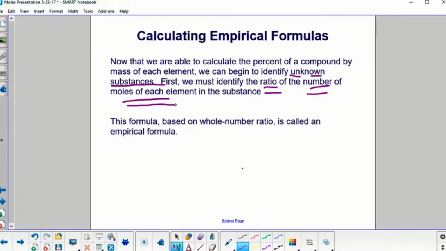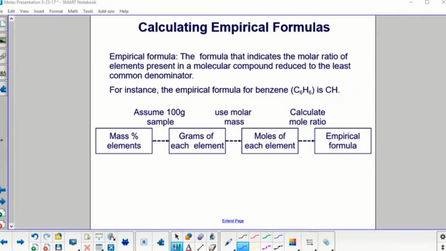This formula, which is based on a whole number ratio, is called an empirical formula. The empirical formula indicates the molar ratio of elements present in a molecular compound reduced to the least common denominator. Not sure if that's algebra or what, but we'll be using it here. So for example, if we have benzene, which is C6H6, we divide both 6's by 6 to find the least common denominator here. So we just put CH.